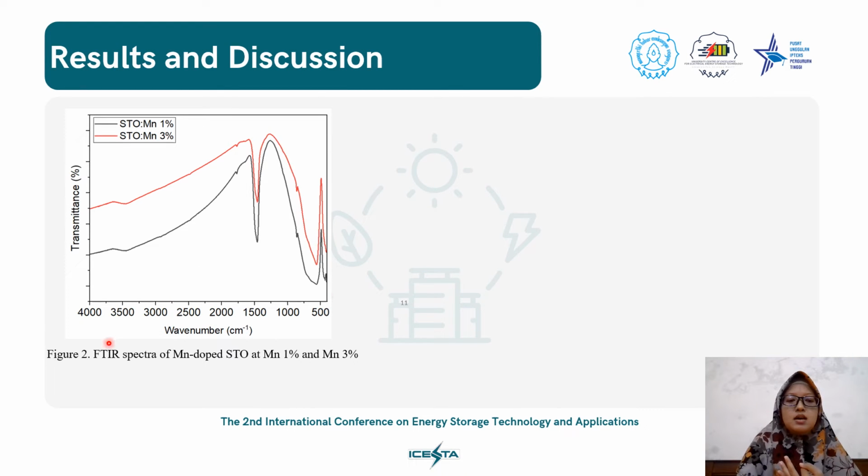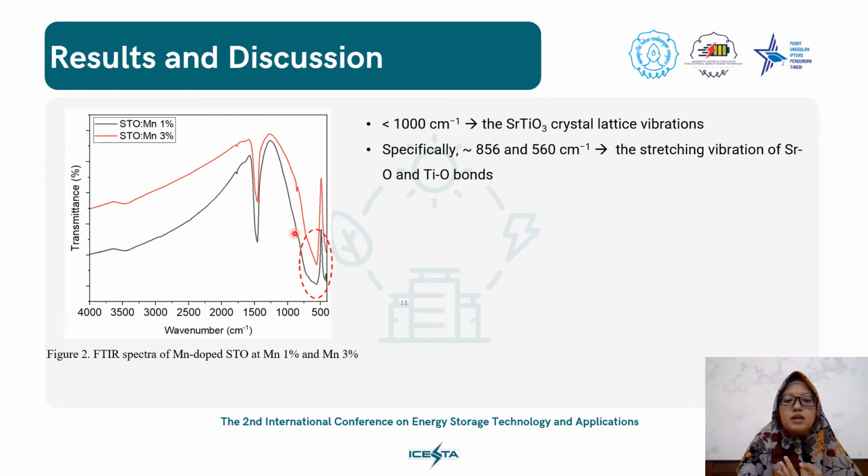Next is the FTIR spectra of Mn-doped SrTiO3. Here we can see that the prominent peak below 1000 corresponds to the strontium titanate crystal lattice vibration, and specifically the band at around 850 and 560 is the stretching vibration of strontium-oxygen chain and titanium-oxygen bonds.